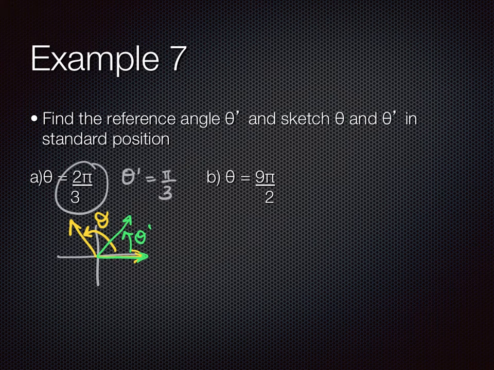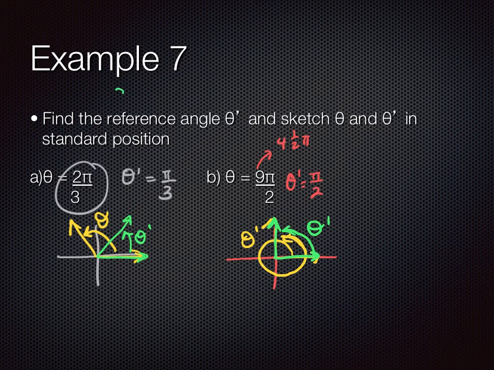For 9 pi over 2, my reference angle is pi over 2. It's one of those special angles. 9 pi over 2 would be 4 1/2 pi. Remember, 4 takes us all the way back around to the even side, and I'd go past it 1/2. So I go all the way around and back, and that's theta. Theta prime is just the single curve.